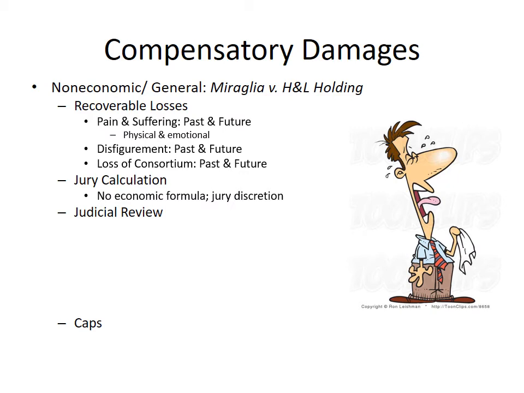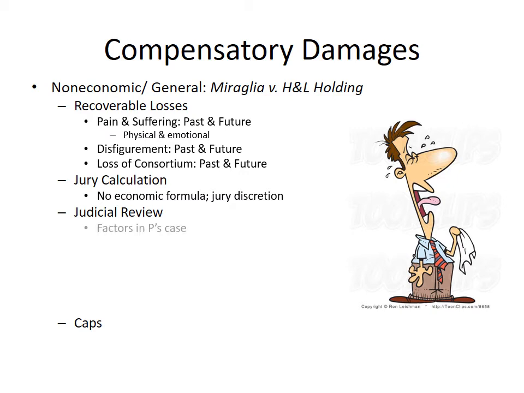Really, the jury gets the evidence, and then the court basically gives them broad discretion to decide what the pain and suffering and disfigurement or the loss of life enjoyment is worth. And that's why a lot of these verdicts wind up getting appealed.